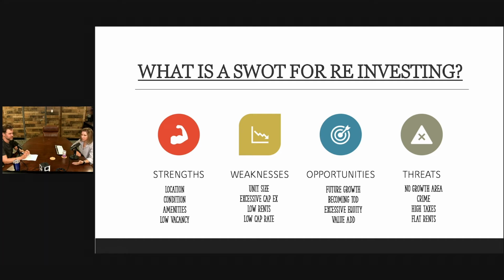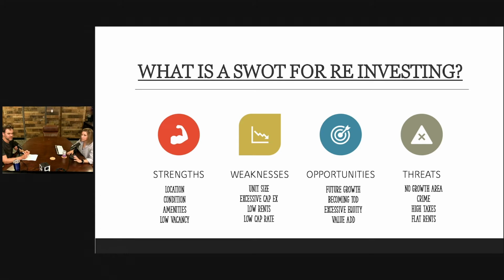You know that it needs some renovation or rehab, and you may not have that out of pocket to spend on the property. Low rents: you happen to be in a neighborhood where the rents just aren't very high for the average in the neighborhood, or maybe in the entire city or county. And then a low cap rate. Compressed cap rates, some people consider that a weakness within their property.